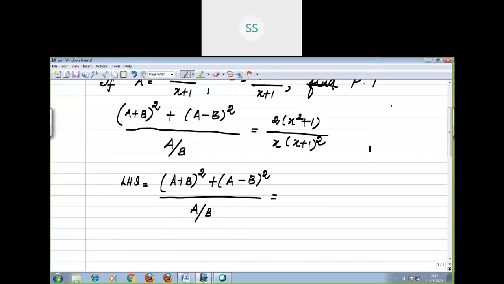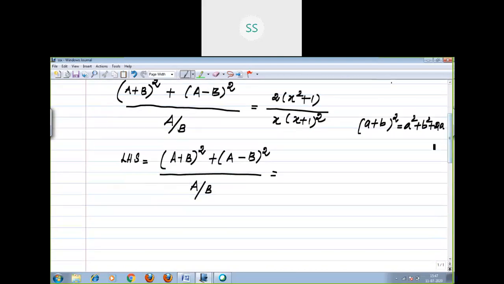Now here also you recall the identity: (a plus b) the whole square equals a square plus b square plus 2ab. Next, (a minus b) the whole square equals a square plus b square minus 2ab. The identity, you have to write it on the right side. That habit you people should develop, so you never ever forget.